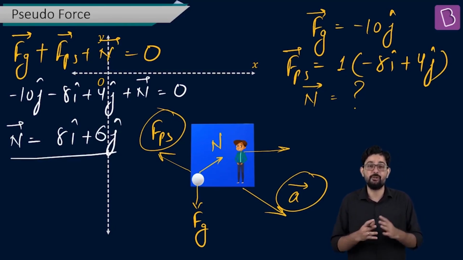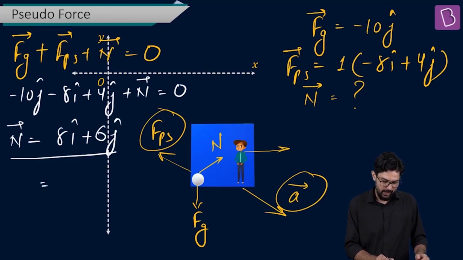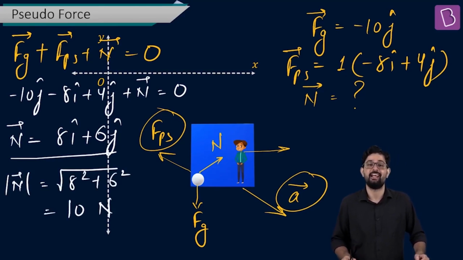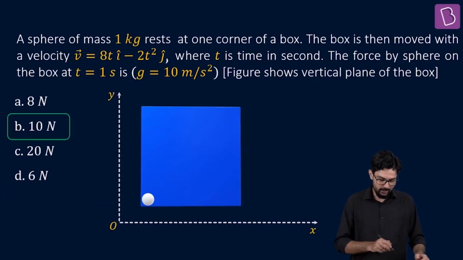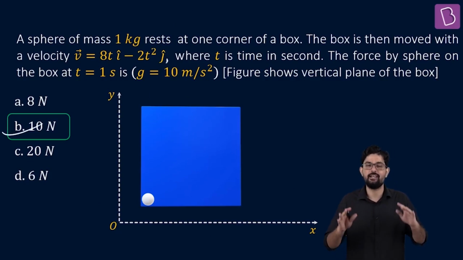And finding out the magnitude of this is an easier task. You only have to take the magnitude of this normal reaction, which will be under root 8 squared plus 6 squared, which will be 10 Newton. And that will be the force exerted by the sphere on the box. So I hope you understand this approach. And from this you get the value as 10 Newton. And that will be your final answer.